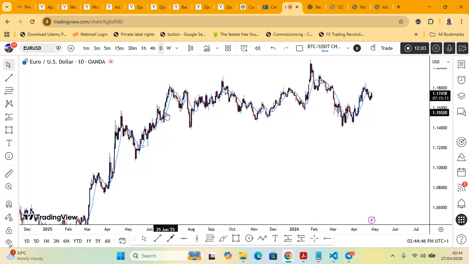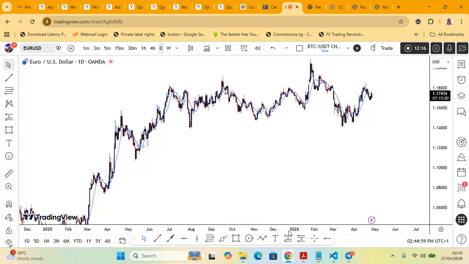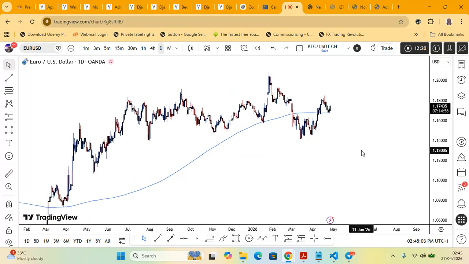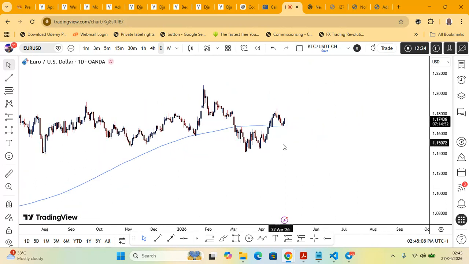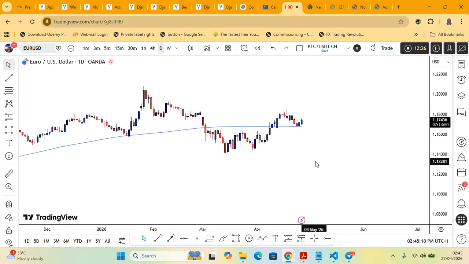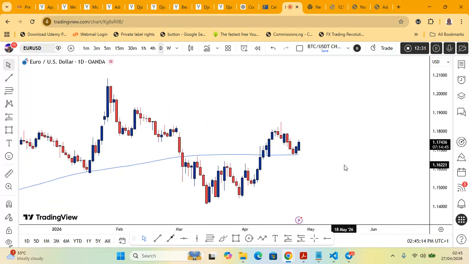Let's change the period to 200. So we change this to 200. I'm going to use the 200 moving average as my structure. Okay, fine. Now price is above the 200 moving average, so I'm going to look for a buy from here, not from the daily time frame, but from the 1 hour time frame.